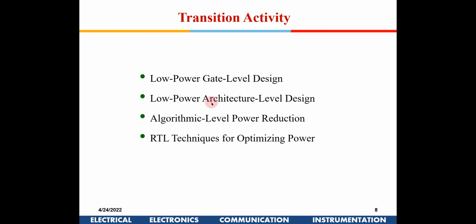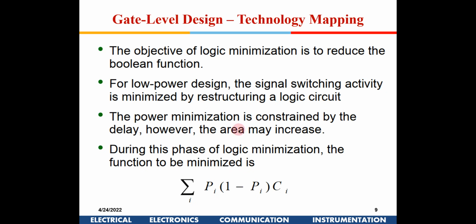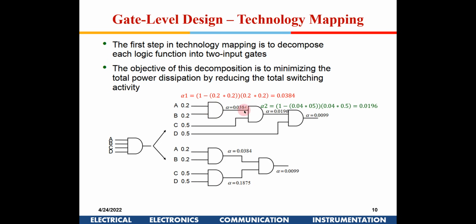So let's first see low power gate level design. This is the same activity cycle which we need to reduce. This is the target: how to reduce this. This is what we are going to do now. This circuit is nothing but the AND of ABCD. If you implement this circuit in this manner and this manner, we try to analyze the activity cycle.